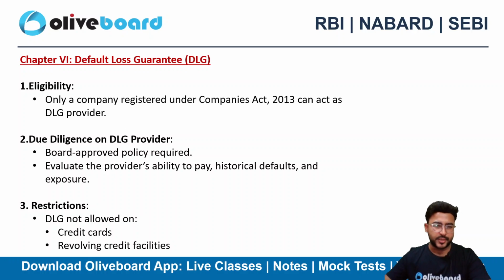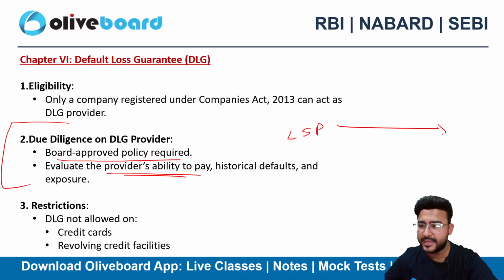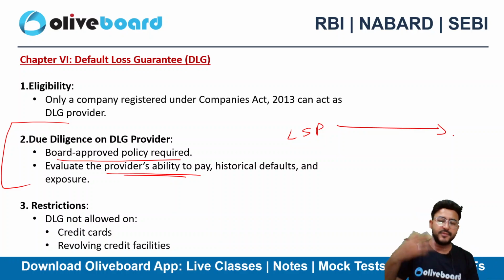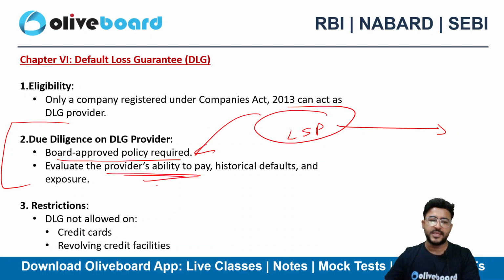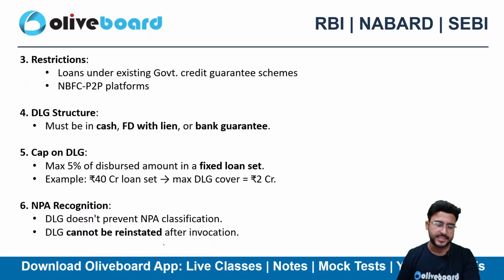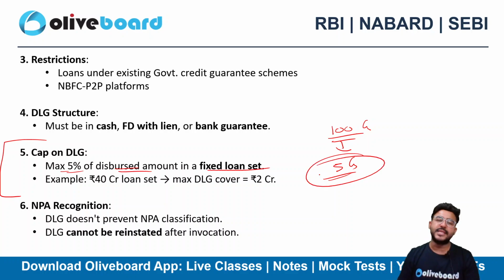Default loss guarantee. Okay, so for default loss guarantee, a board approved policy is required here. Evaluate the provider's ability. Let's suppose an LSP is giving you a guarantee that in case of any default by the customer, they will be paying you the money. So evaluate the ability of this LSP who is promising you the guarantee, right? And DLGs are not at all allowed on credit cards or revolving facilities like credit card here, right? There is a cap as well on the DLG, maximum 5% of the disbursed amount in a fixed loan set. Let's suppose a 100 crore loan is there, so 5% of that means 5 crore. So the DLG cannot exceed 5 crore here.